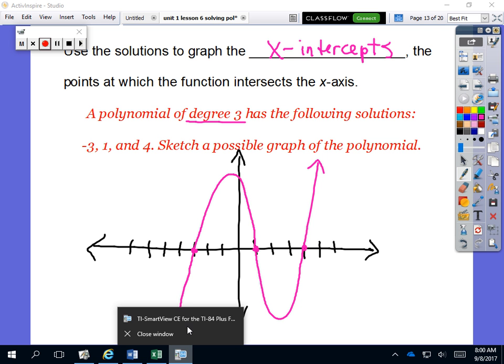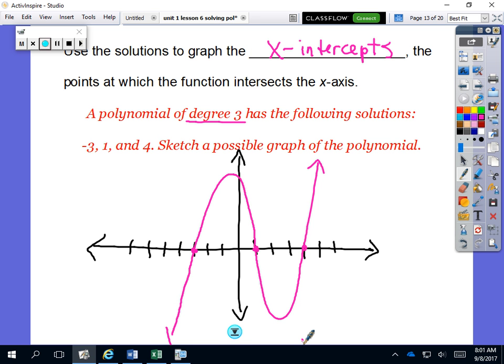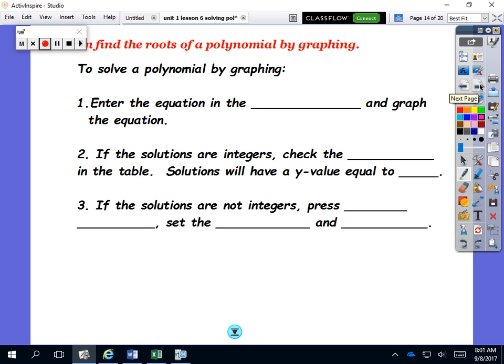Yours doesn't have to look exactly like that, but basically a cubic function, remember the end behavior is opposite on both ends. So your end behavior will be pointing up on one end and down on the other. That's really all you need to worry about for that. So to find the roots of the polynomials by graphing, say you don't know the roots, but you want to find them by graphing, you're going to enter the equation in your y equals menu and graph the equation. If it doesn't come up, just hit zoom 6, and you may have to zoom out. So you hit zoom out and enter, but it should show up the first time for a cubic function.